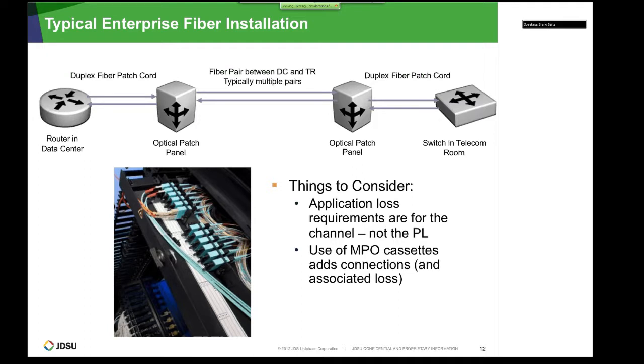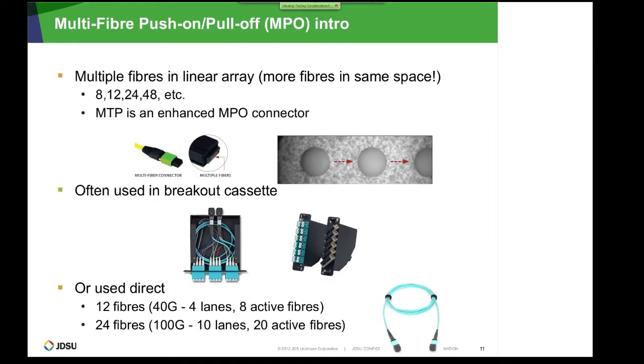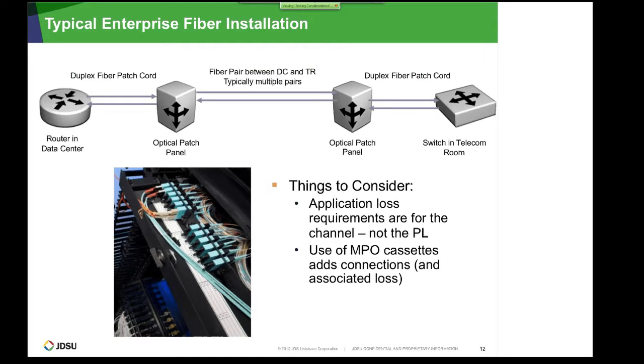Okay, here you can see how it is usually connected. We have a router in the data center which should be connected with a switch in the telco room, and between this telco room and data center there are two optical patch panels. And between the optical patch panels, to reduce the number of individual patch cords or pairs of patch cords, these special multi-fibers are used, which can be terminated with MPO or with these MTP connectors.